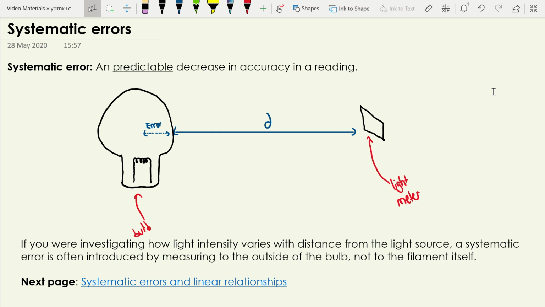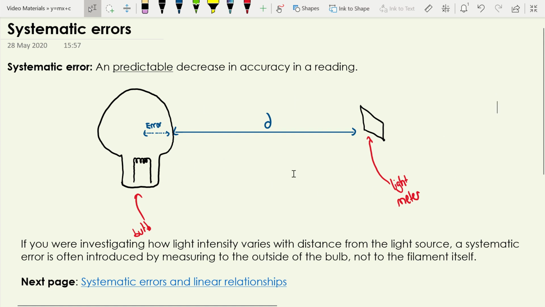So, what do we mean by systematic error? It's a predictable decrease in the accuracy of a reading. Essentially, maybe when we're measuring a distance, we always measure the length to be 5 centimeters longer than it's supposed to be. Or a time, we're always measuring the time to be 0.2 seconds shorter than it's supposed to be. So it's predictable because it's the same value in all of them, but it will have the effect of decreasing your accuracy because it's taking you away from the true reading of what you're trying to get to.